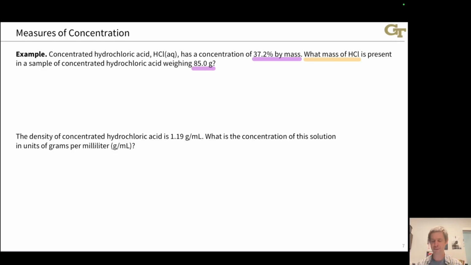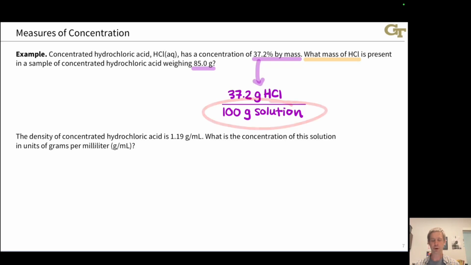The first point I want to make about this is this solution is mostly water. This phase designator tells me the solution is mostly water. It's by mass something like 62.8% water and 37.2% HCl molecules. That 37.2% is a kind of proportionality. What this tells us is in 100 grams of this solution, there are 37.2 grams of HCl.